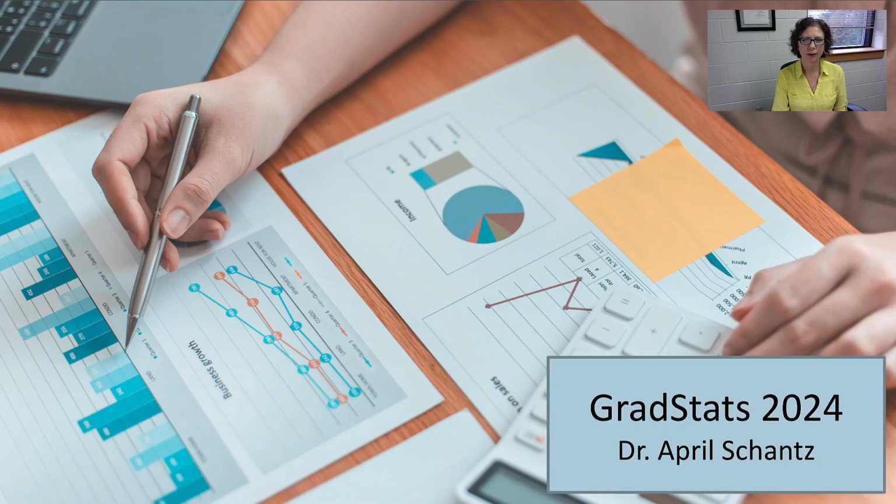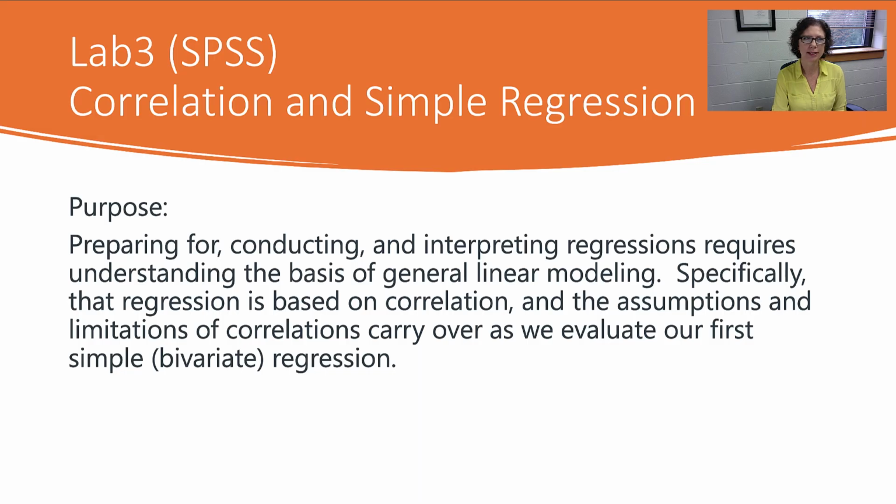Hi class, welcome to our Grad Stats Lab series in Lab 3 in SPSS working with correlation and simple regression. Our purpose here is preparing for conducting and interpreting regressions, which requires understanding the basis of general linear modeling, specifically that regressions are based in correlation, and those assumptions that are important for correlations carry over as we evaluate our first simple or bivariate regression, which is when we have one predictor, one outcome.